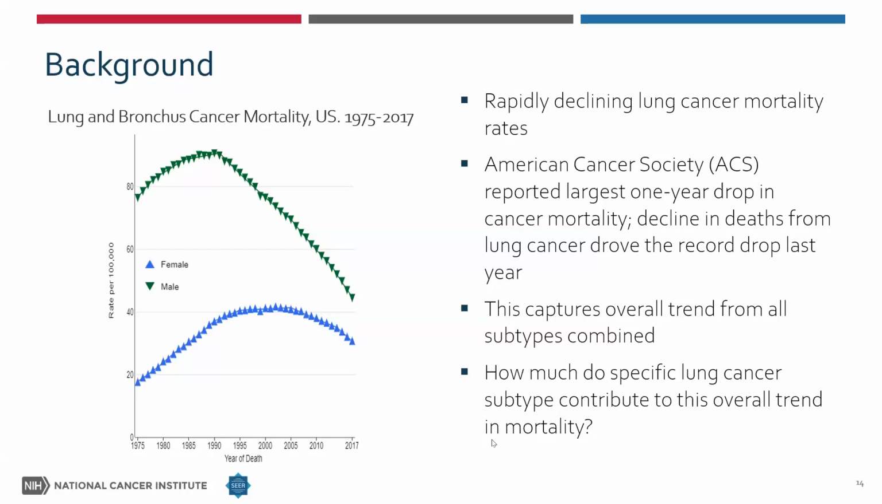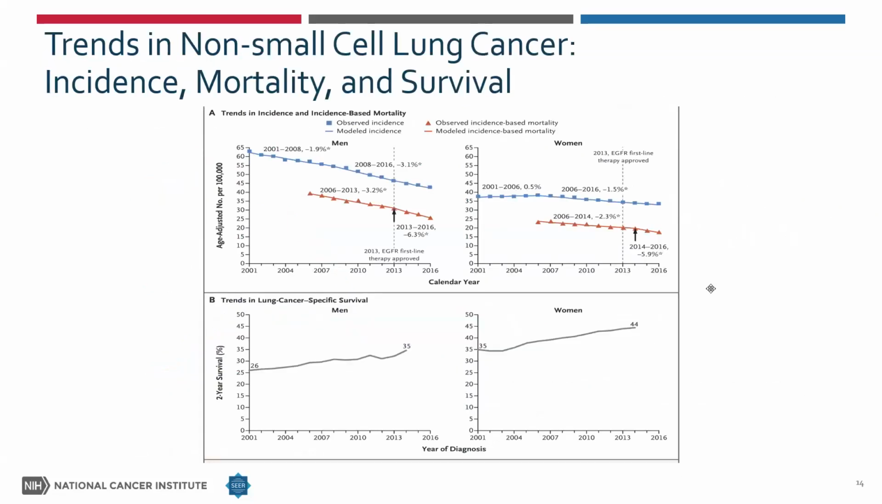And they concluded that the decline in deaths from lung cancer alone drove this record drop we saw in overall cancer mortality. Of course, this graph to the left here shows the overall trend from all the different subtypes of lung cancer combined. And what we really wanted to understand is how much specific lung cancer subtypes contribute to this overall trend in mortality. So when we partition the mortality trend by the subtypes, we looked at two subtypes, the non-small cell lung cancer subtype and the small cell lung cancer subtype.